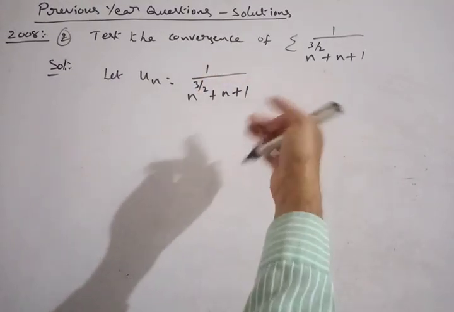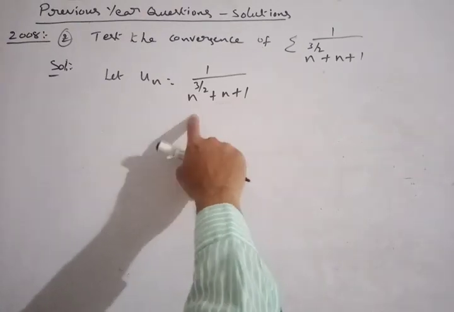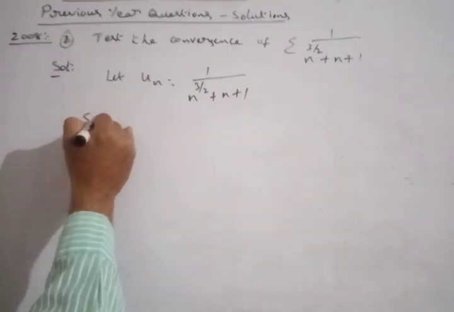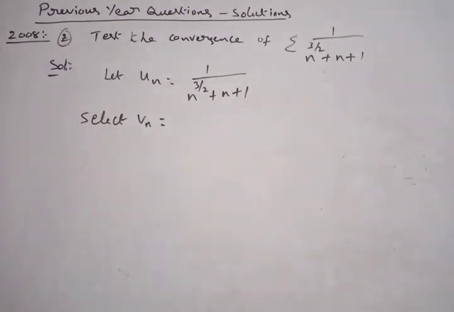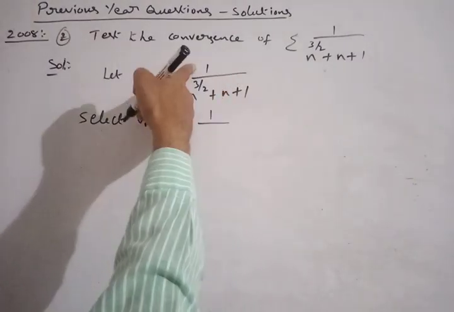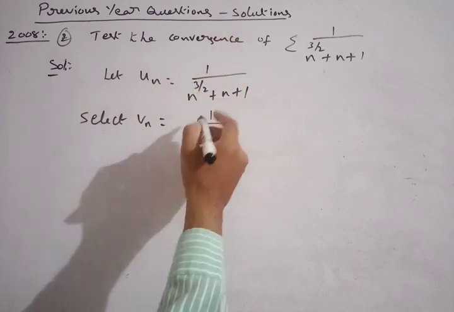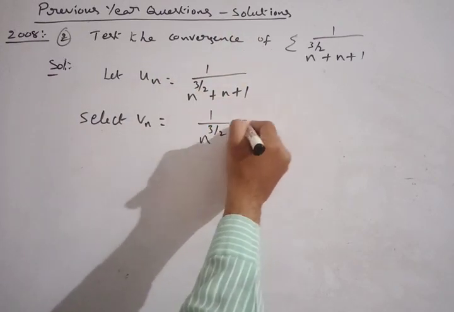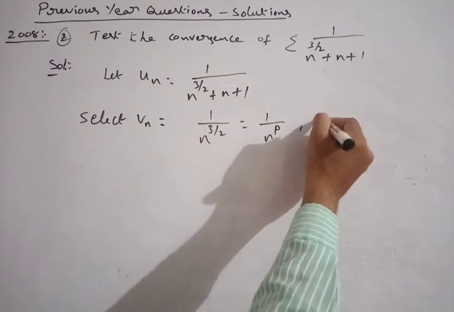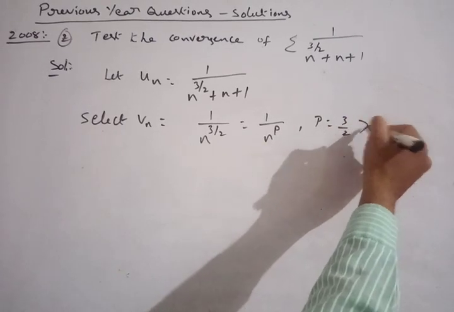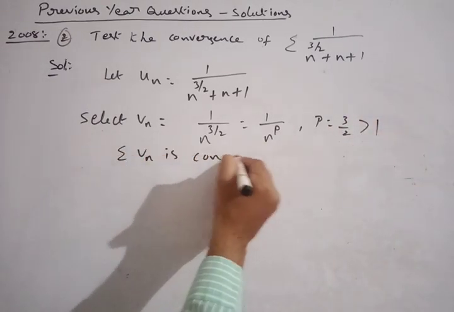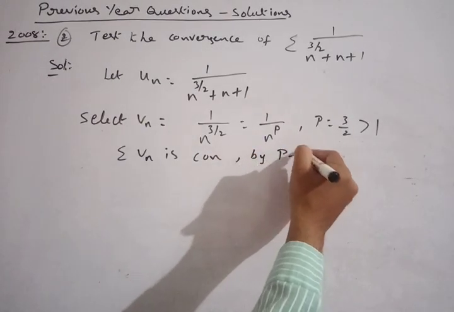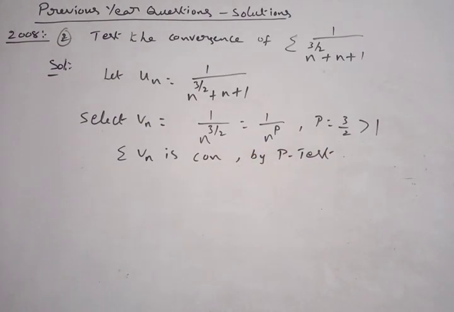So it is not in the form of r power n. It is not in the form of 1 by n power p. So you need to start with Vn. Comparison test you need to solve. So select Vn is equal to highest nth term. There is no nth term in the numerator, so take 1. Denominator it is n power 3 by 2. Which form is it? n power p. So p is equal to 3 by 2, which is greater than 1. So therefore sigma Vn is convergent by p test.